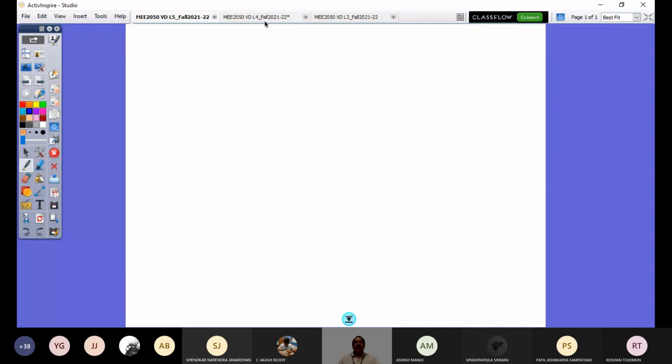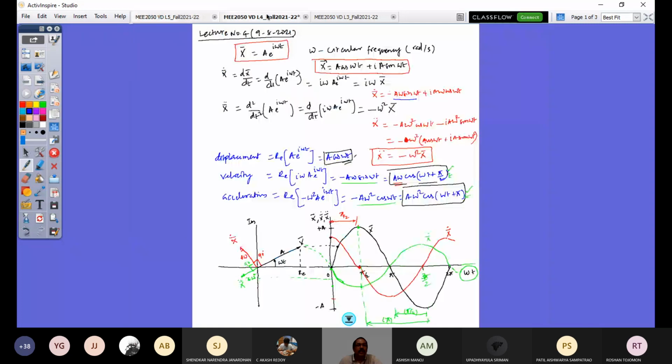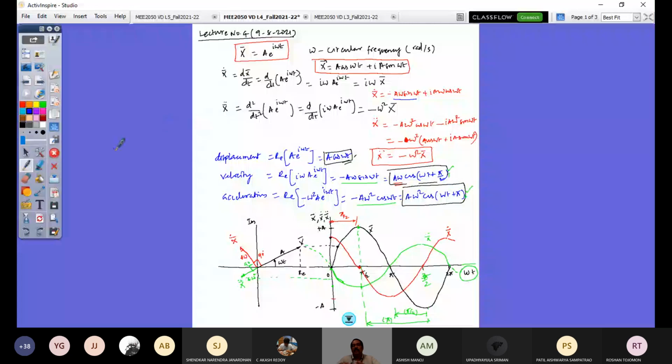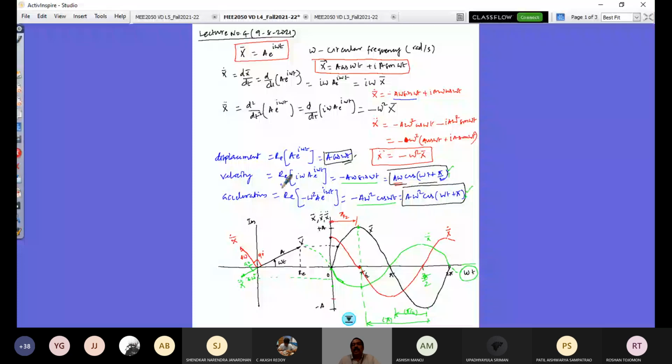In the last class, we were looking at this and we had some difficulty here. So first of all, let me make these corrections. This T I was writing here, please remove that. That's already there. And then you had a doubt about plotting these graphs, both real and imaginary. If you look at the real part of this trial function as solution, you have displacement given by a cos omega t, velocity given by a omega cos of omega t plus pi by 2, and acceleration given by a omega squared cos of omega t plus pi.